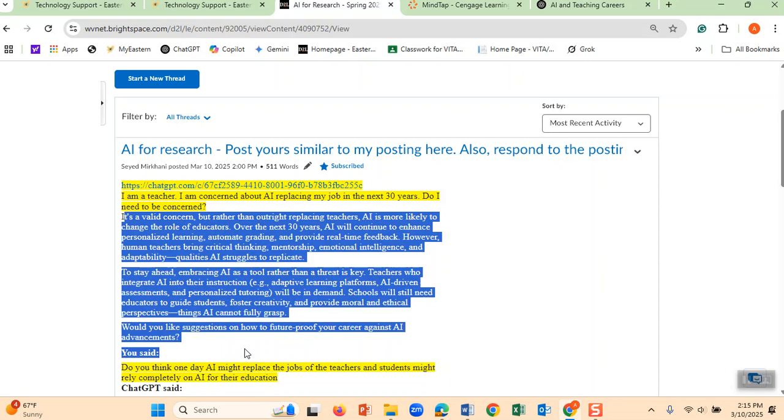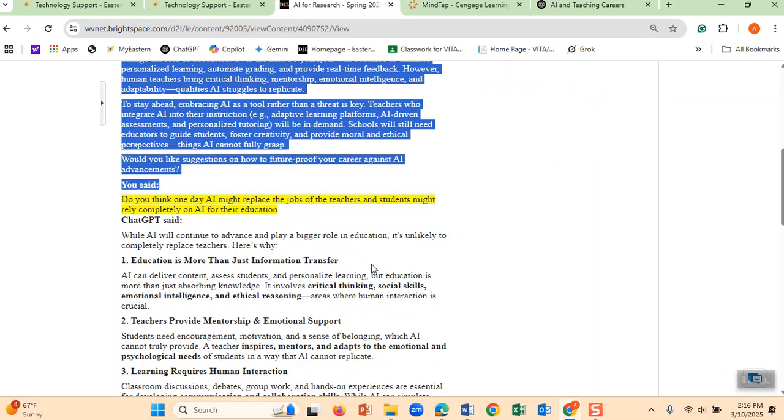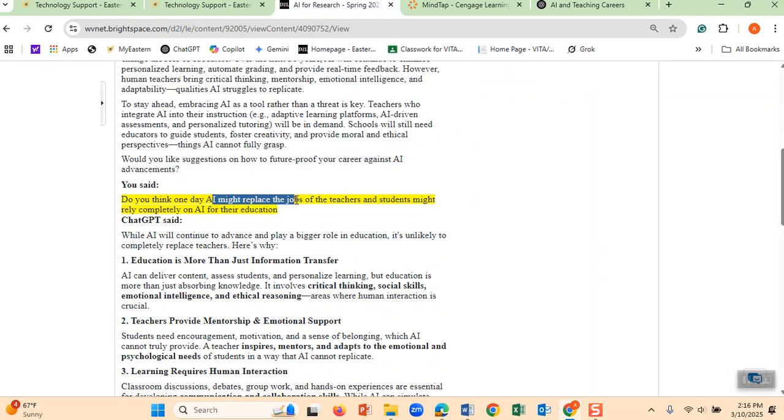Let's say you want to be a lawyer, you can ask, I am going to be a lawyer, for example, any concern that you have, and ask ChatGPT whether that job that you have in mind is going to be replaced by AI or not. It's a part of research that you are doing to learn more about what's going to happen to your future. Then I came here and asked, do you think that AI might replace my job of the teacher?